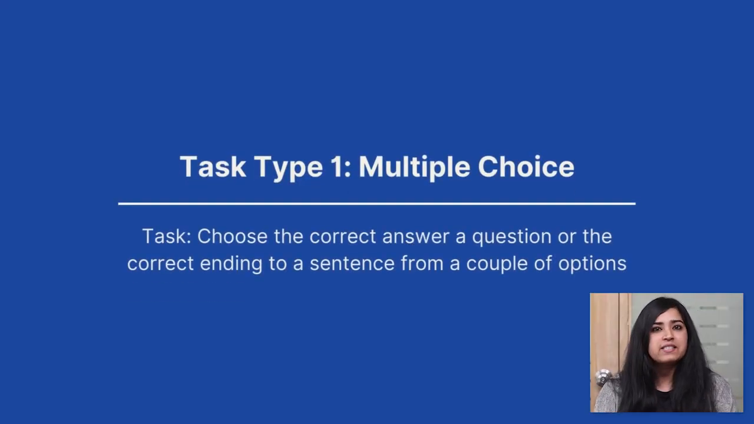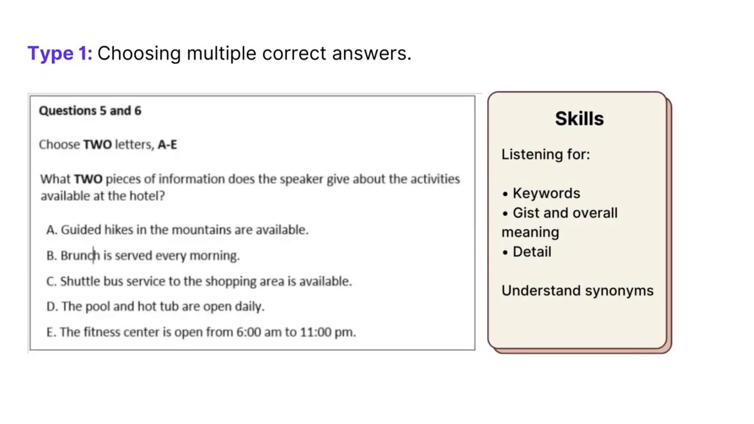All right, let's begin with the first question type, which is multiple choice. In the IELTS listening section, there are two types of multiple choice questions. The first type is where you might have to pick multiple correct answers. You can refer to the image on the screen. You will have to listen very carefully in order to hear and understand the gist as well as the answers. Also, it's important to read the instructions carefully to know how many answers you need to select.